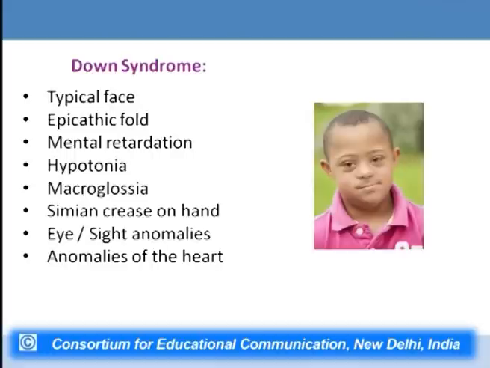Most of the individuals are mentally retarded and they show hypotonia, that is non-excited muscle. They have a very large tongue which is known as macroglossia, and they have a very prominent crease known as the simian crease on their hand, and they also have eye anomalies and anomalies of the heart.